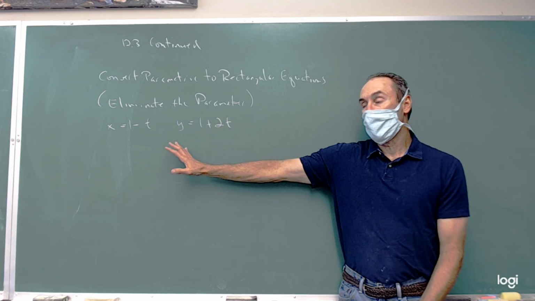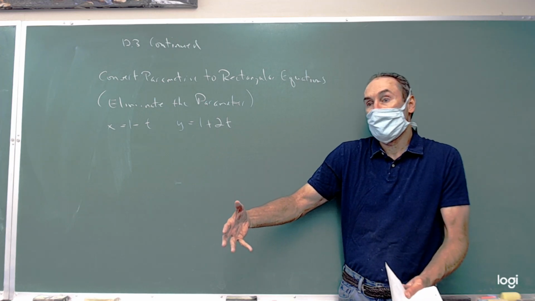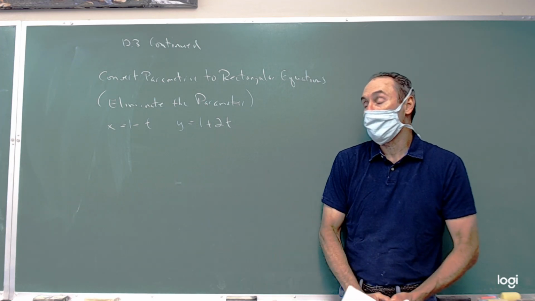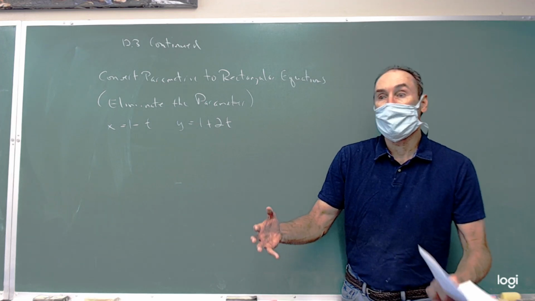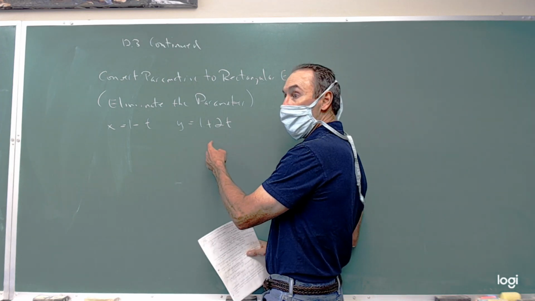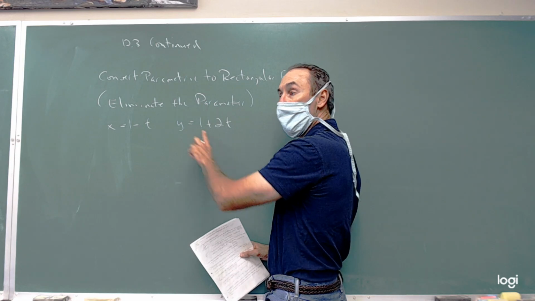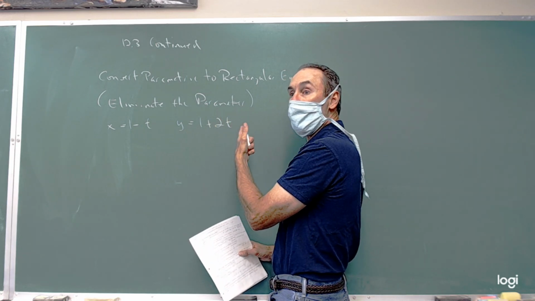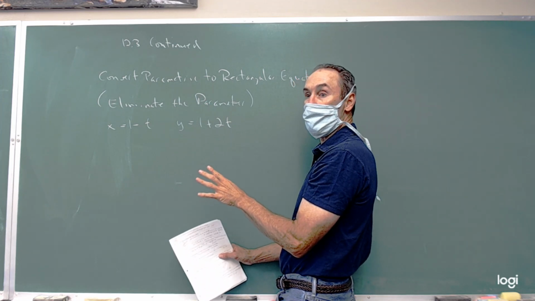To convert that to ordinary rectangular form, with the hope of recognizing what the curve looks like, something familiar, maybe a line or a parabola or a circle or an ellipse, what we'll do is get t by itself in one of these two equations, whatever looks easiest. Then we'll substitute it into the other one so that we can get rid of the t's and have only x's and y's.